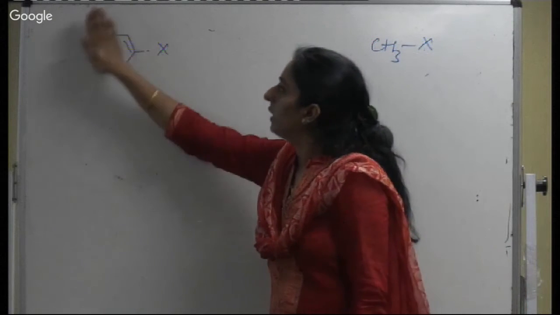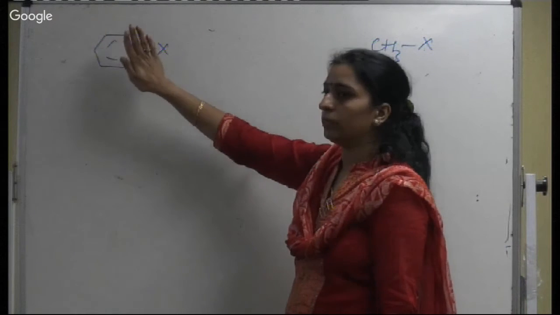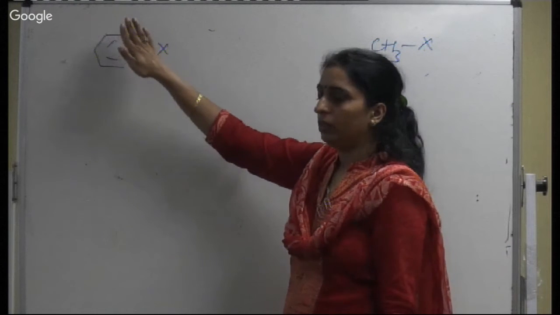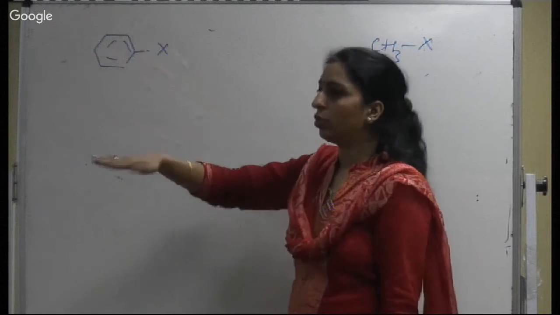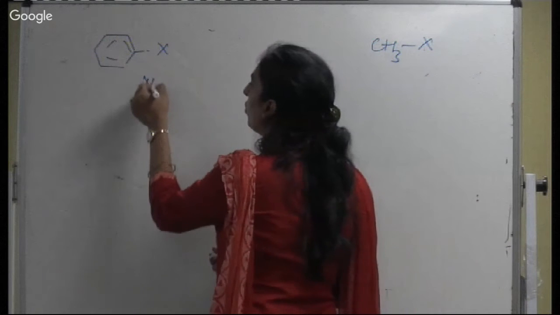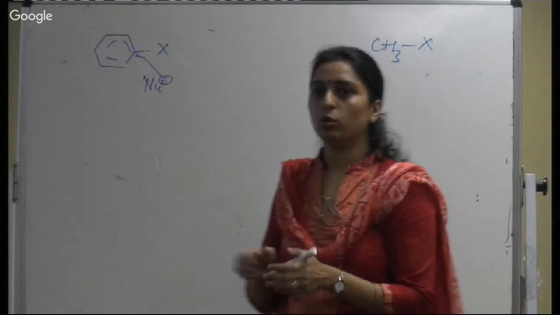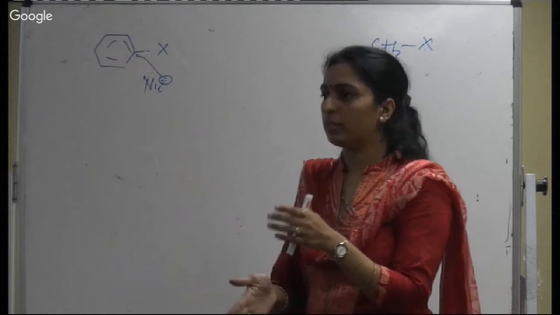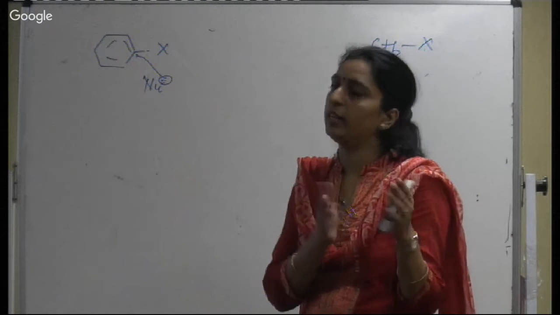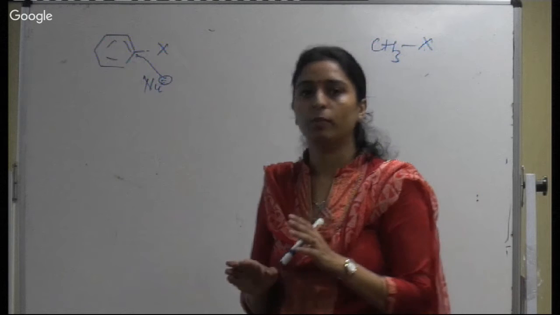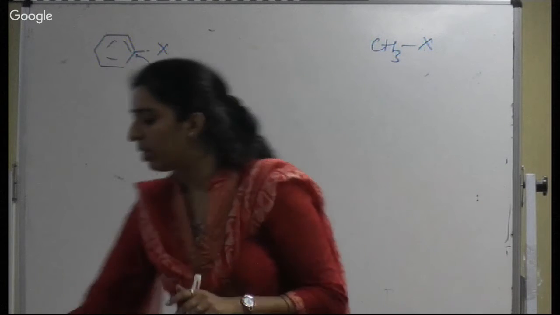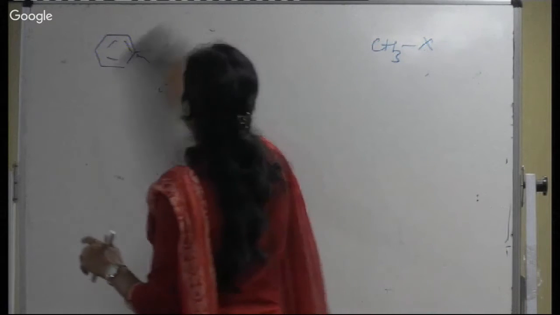Thirdly, I told you that there is a charge density on the aromatic ring, because of which the nucleophile cannot attack that easily. And lastly, if you break the bond and try to make the phenyl cation, it is not possible because that cation would be highly unstable. So now let's see under what condition an aryl halide will undergo nucleophilic substitution.